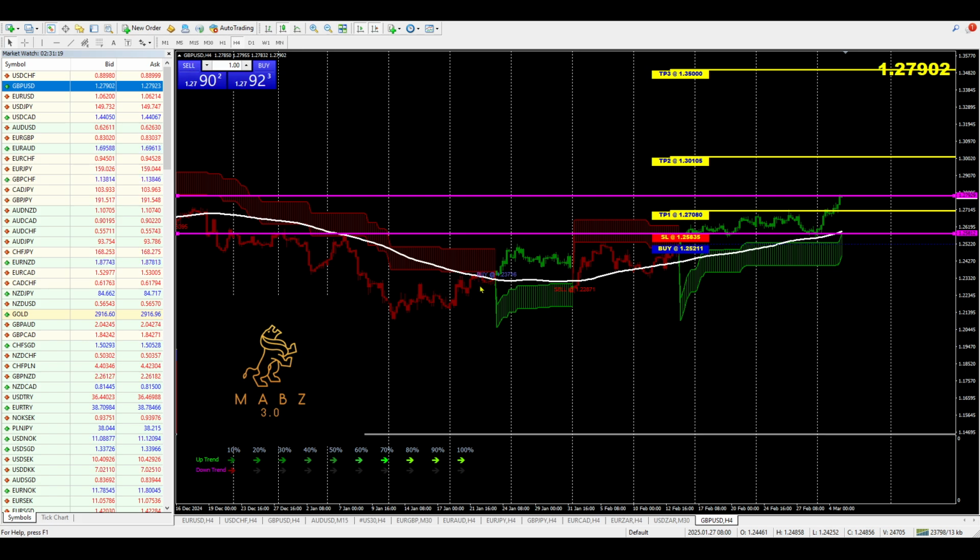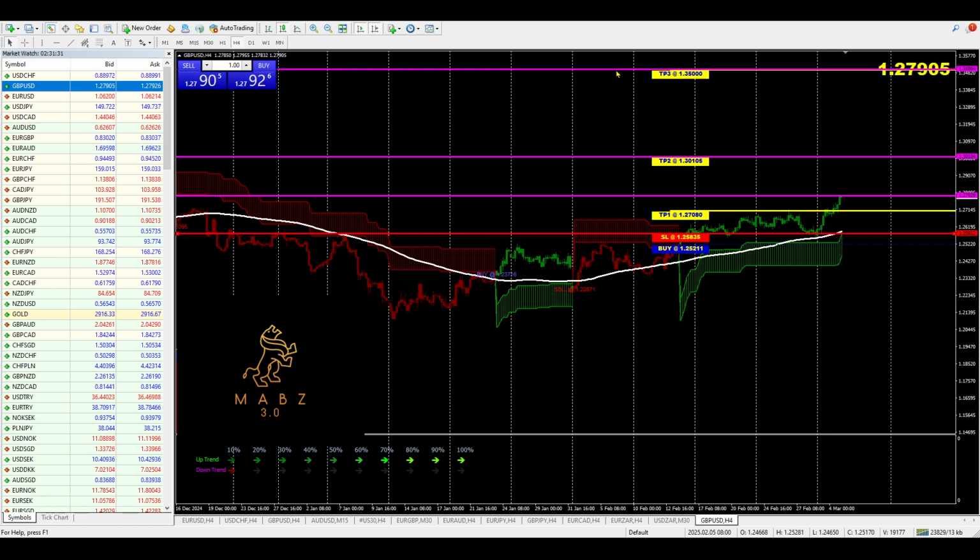Okay, and remember, guys, this is the H4 chart, right? And then here's TP2. Our take profit will be TP2 because TP1 has already been hit. And then just like that, we would have our trades. So GBP USD is a buy signal for now.